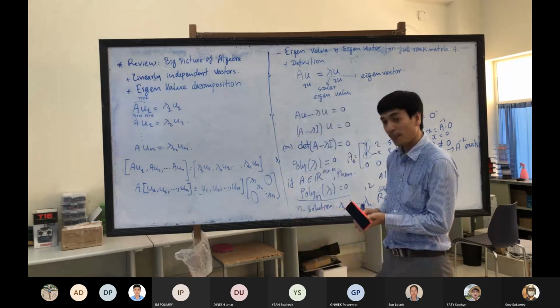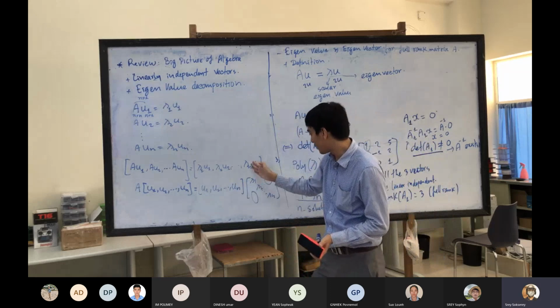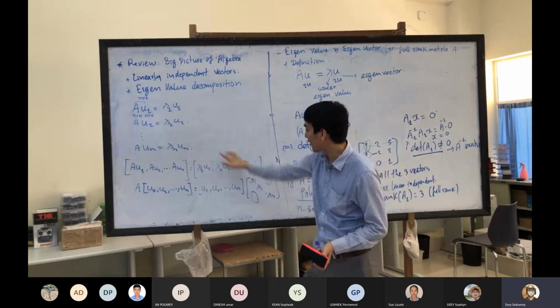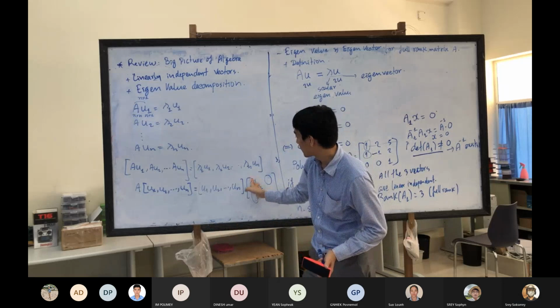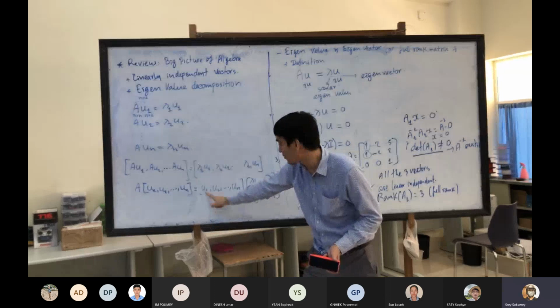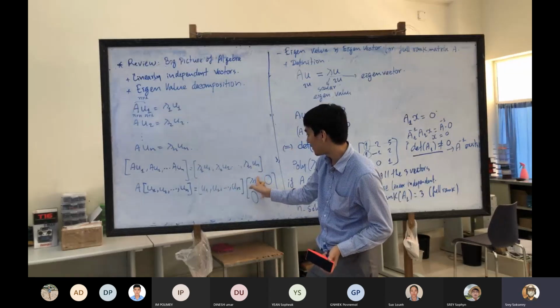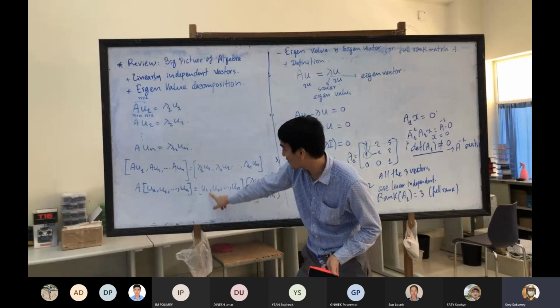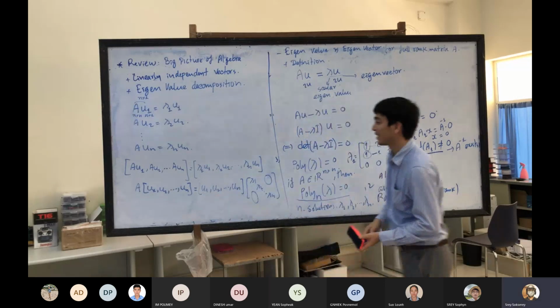Diagonal matrix. So you can do like this, and like this. So lambda 1 times the vector U1, and then the second column like this. The second column will be lambda 2 multiplied by U2.